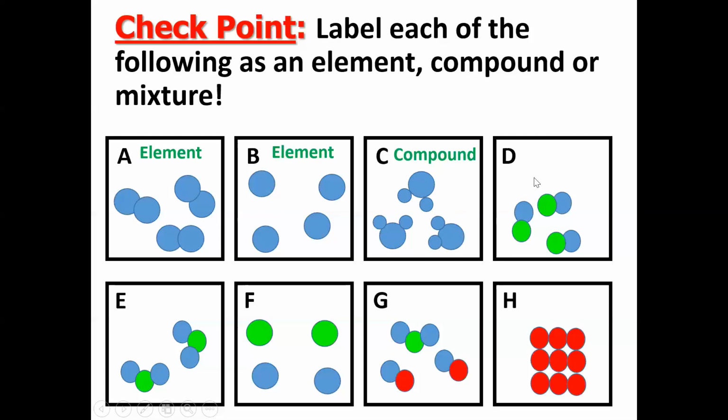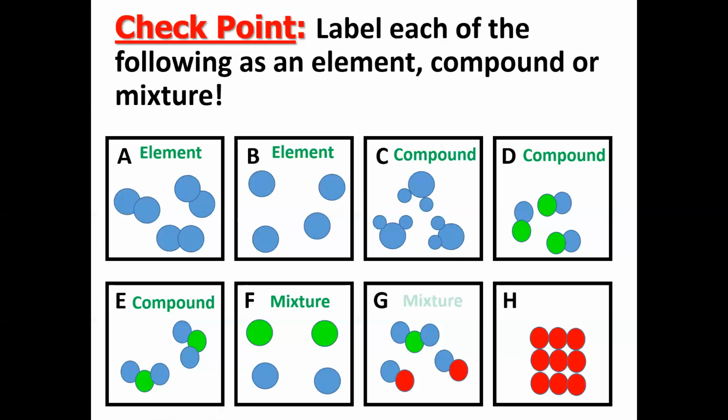D is a bit more simple. D is actually a compound too, because you've got two different elements, so two different atoms chemically bonded together. Same for E. Now F, you have two different elements in there, two different types of atom, but because they're not chemically bonded, this is one element, that's a different element. So that's actually a mixture of two elements.